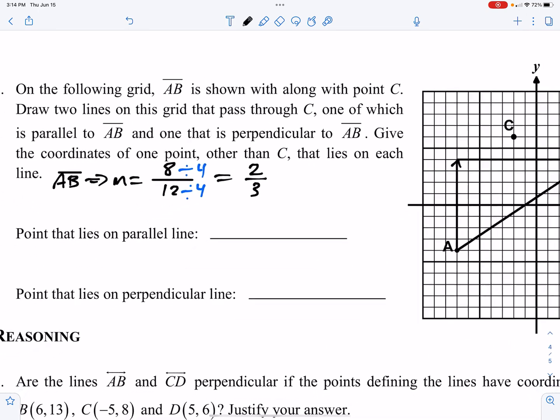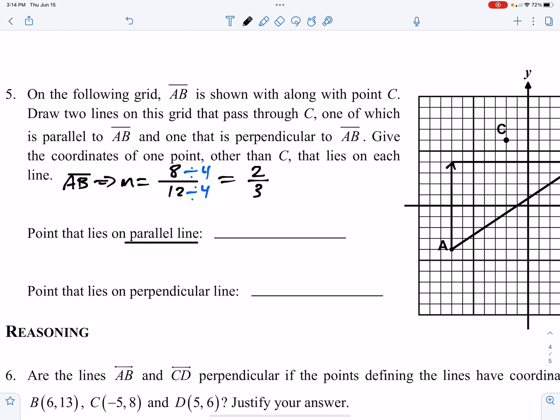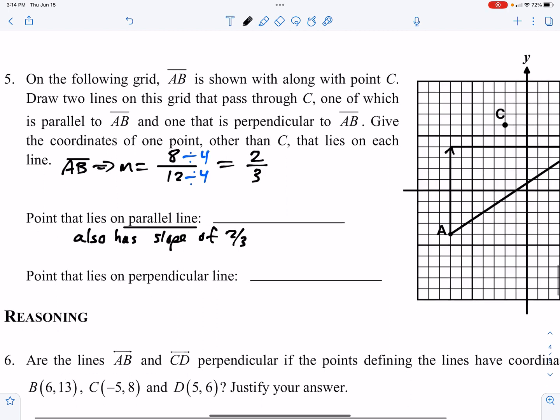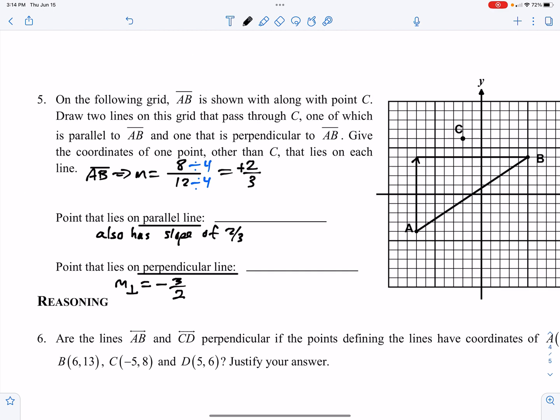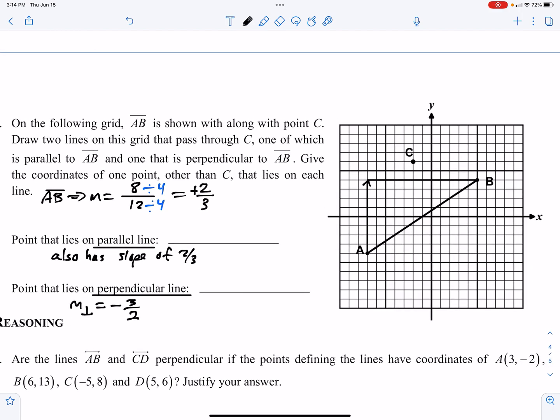So we have a slope of 2/3. Now, here's the thing. A parallel line also has a slope of 2/3. For a perpendicular line, the slope would be a negative reciprocal. So take the reciprocal of 2/3 and we get 3/2. Negative reciprocal means change the sign from positive to negative. All right, so here's how we're going to do this. We're going to use point C as our reference point.